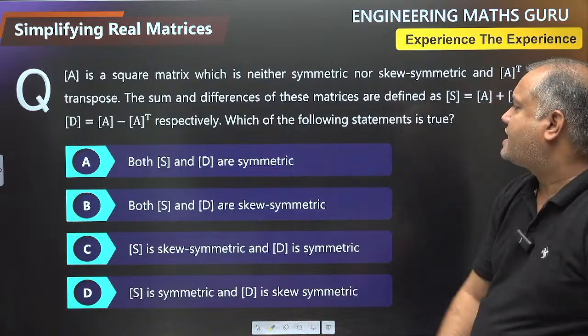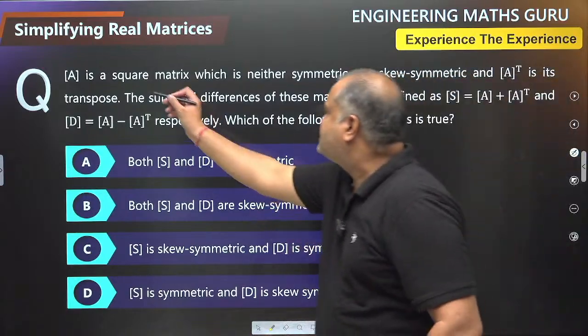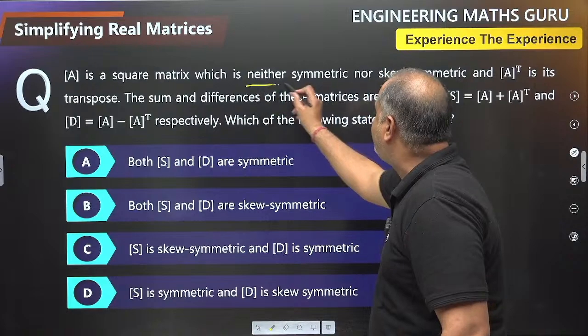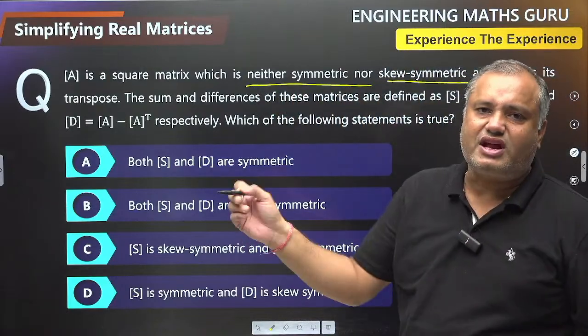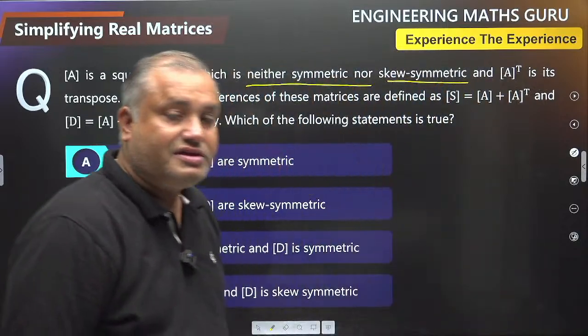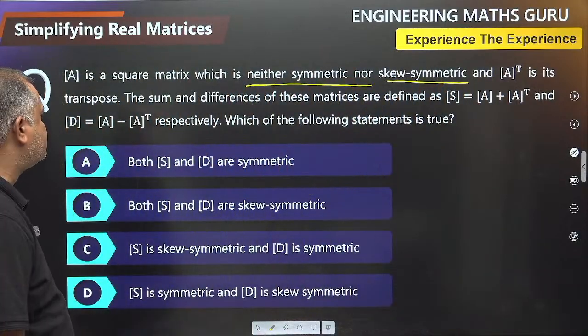Now this one is again an important one. If A is a square matrix which is neither symmetric nor skew symmetric, एक ऐसा मैट्रिक्स है जो सिमेट्रिक भी नहीं है, स्क्यू सिमेट्रिक भी नहीं है. There is a matrix which is neither symmetric nor skew symmetric.